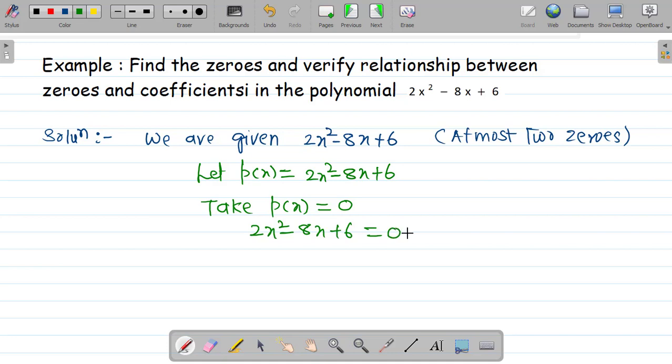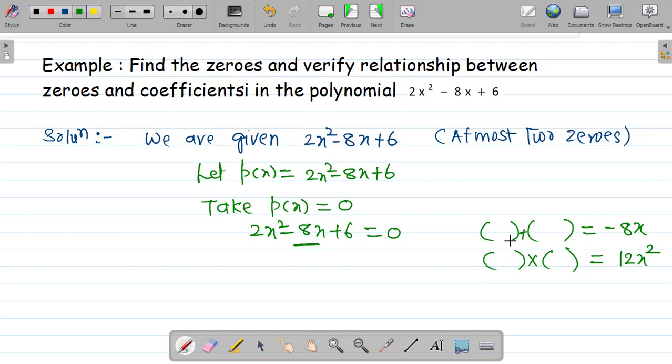Okay, now how to find the zeros? We will do splitting of the middle term. That means we are going to split the middle term, that is minus 8x, into two terms. What are the two terms whose addition is minus 8x, and whose multiplication is the multiplication of the first and last terms, that is 12x square?